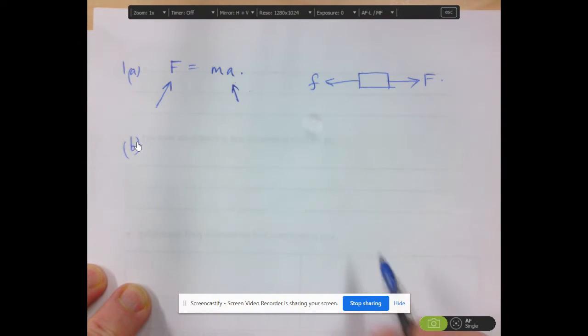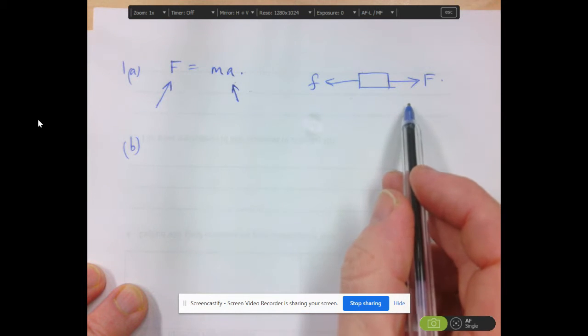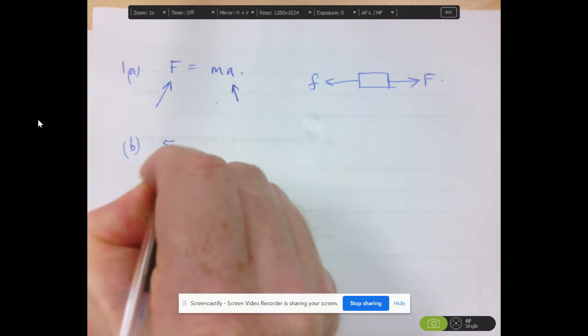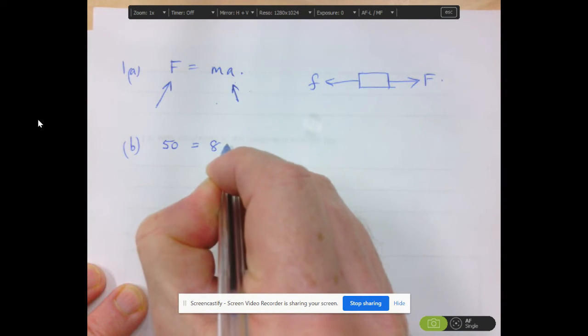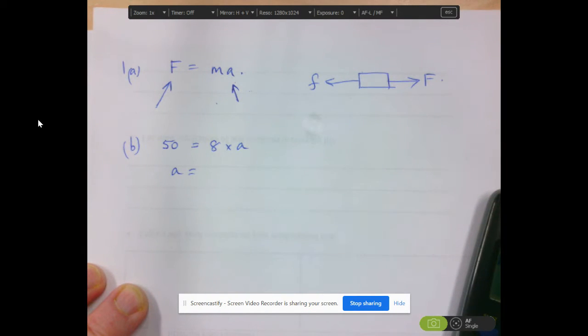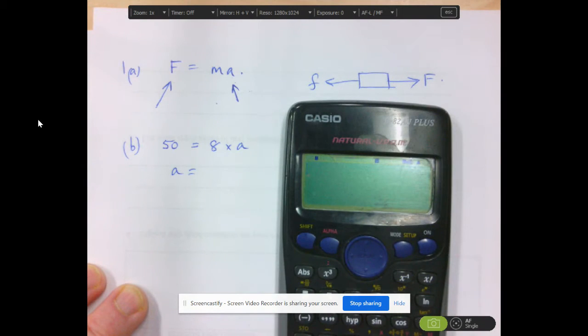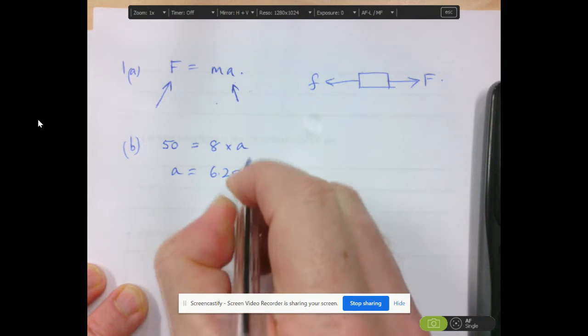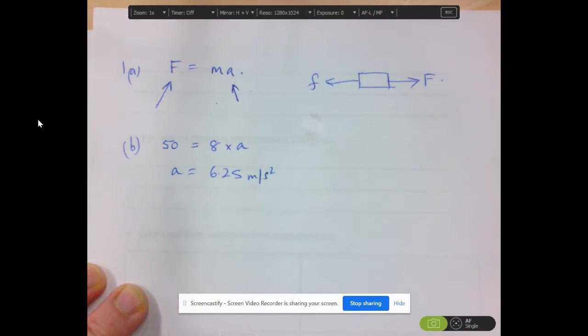So this question is all about understanding why we have to use this formula. If we were to just apply Newton's second law, we should get a 50 newton force pushing an 8-kilogram box, and it should produce that acceleration there, which is 50 divided by 8. That's 6.25 meters per second squared. That should be the acceleration.